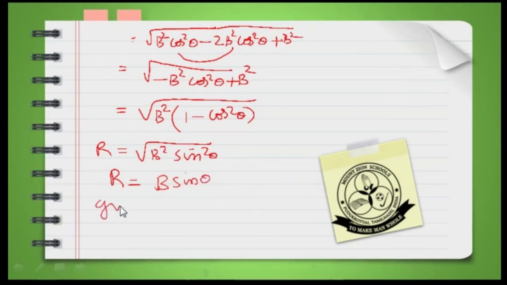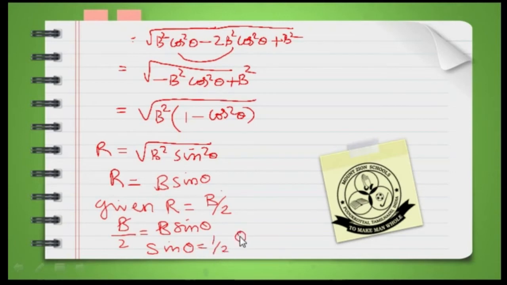But it is given in your problem that R is equal to half of the magnitude of B. Here we need not put the vector symbol, only magnitude. So shall we substitute? B by 2 is equal to B sin theta. So cancel. We get sin theta is equal to half. So what must be theta? It is equal to 30 degree.